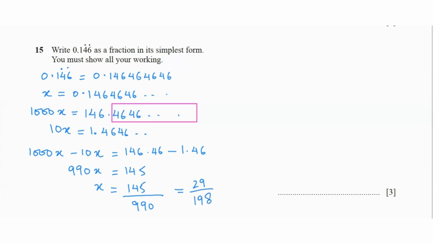So if you know these steps, like the number that you're trying to eliminate, making sure that the numbers after the decimal are equal so that when you subtract the two, you get rid of the numbers, you're golden, you don't need to worry about anything. So 29 over 198 is your answer in its simplest form.